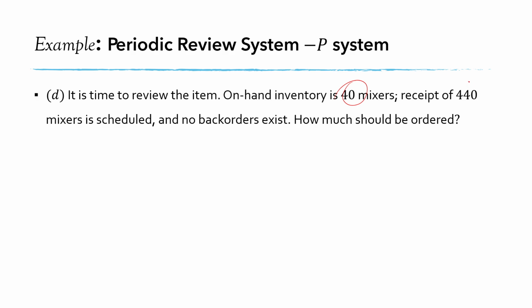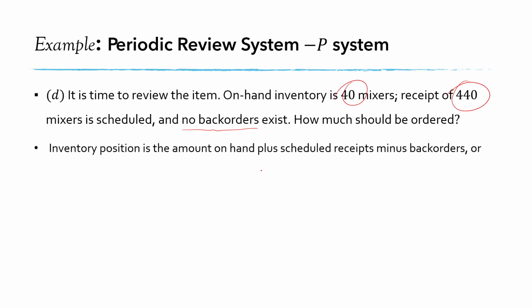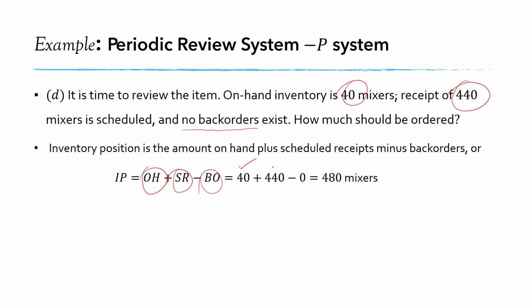In part D, we have the information of on-hand inventory, which is 40 mixers, and we have the information of scheduled receipt, that is 440 mixers. And there are no back orders in the system. And we are required to figure out how much should be ordered. In order to figure out the inventory position, we use the following formula, where we plug in the value of on-hand inventory, scheduled receipt, and back orders. The value of on-hand inventory is 40 mixers. The value of scheduled receipt is 440 mixers and there are no back orders. So the inventory position is 480 mixers.